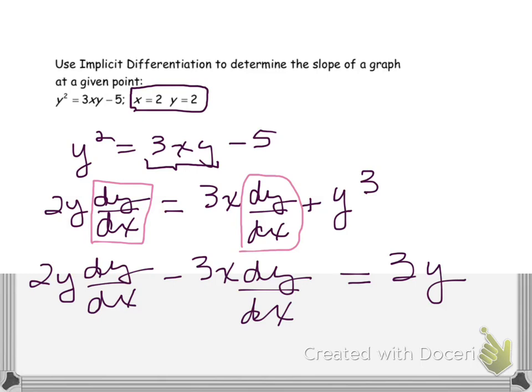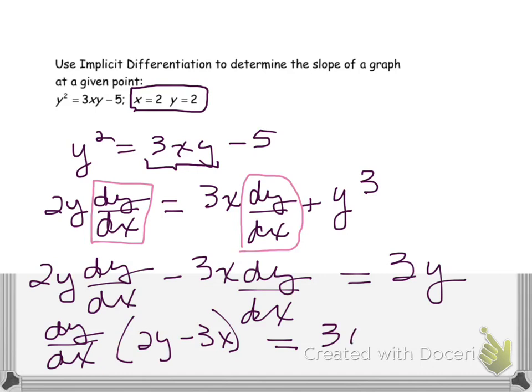Okay, look at the left-hand side. Do you see how you can factor out a dy/dx? Because it's in common to both terms. So take your dy/dx out of both, 2y minus 3x, and then that's going to equal 3y. So you can probably see what I'm going to do, but I'm going to do it on the next page because I want to talk some more about it. So let me move that over.